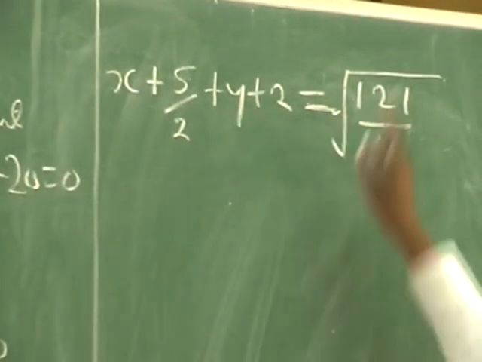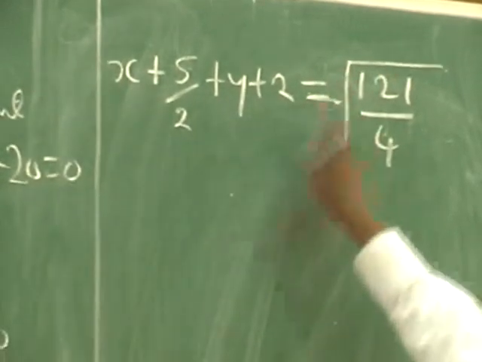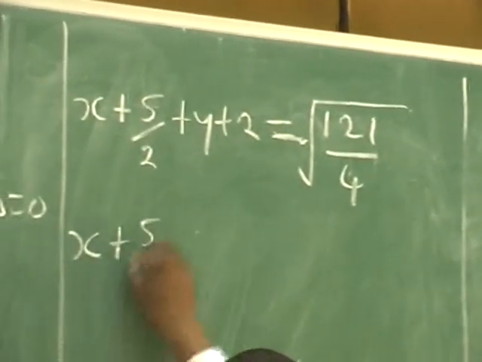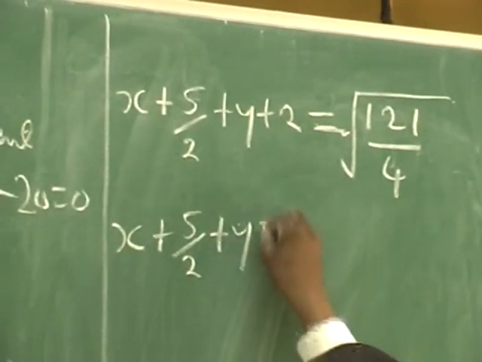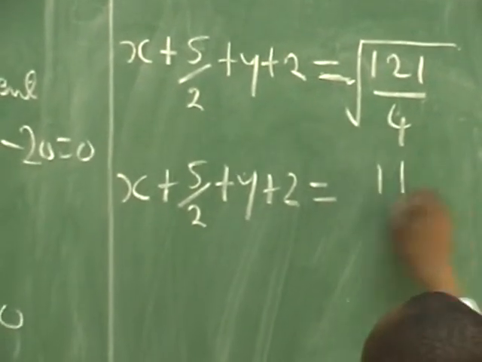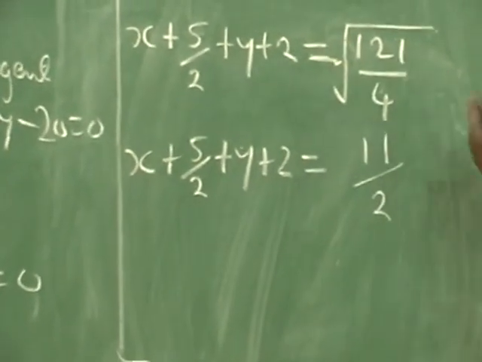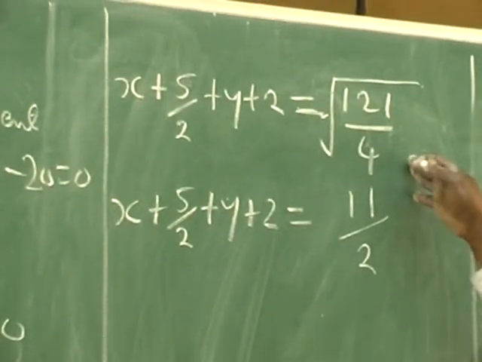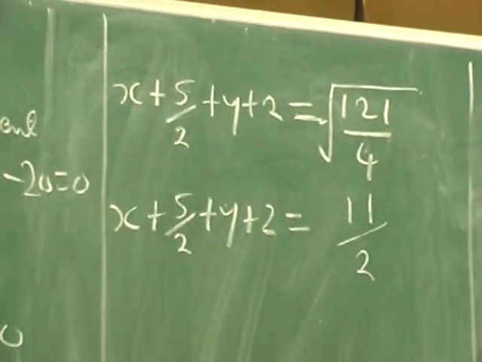We are removing this square, so we have to square root this side. That means (x plus 5) all over 2 plus (y plus 2) will be equal to, if we square root this, 11 all over 2, because this is a perfect square. 121 is a perfect square. It gives us 11. So when we square root this, we have 2.